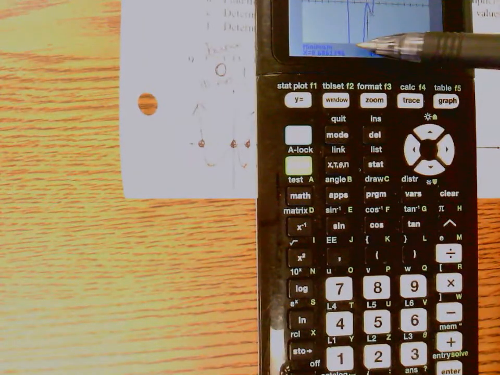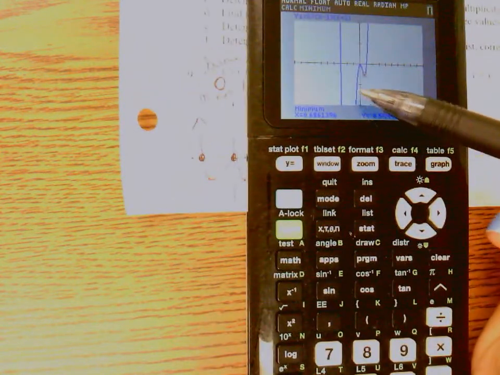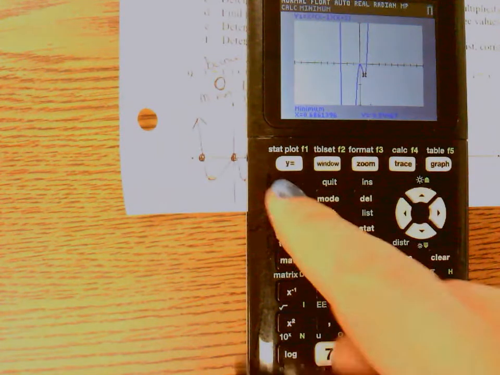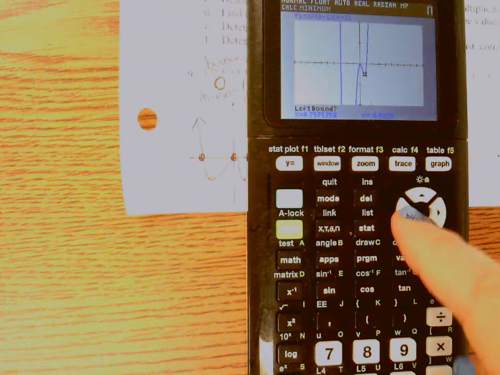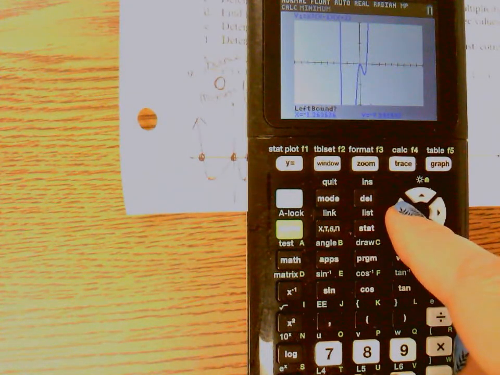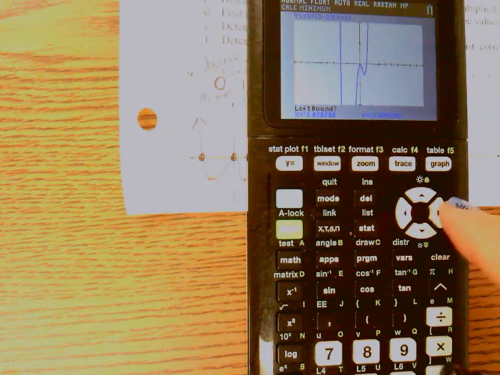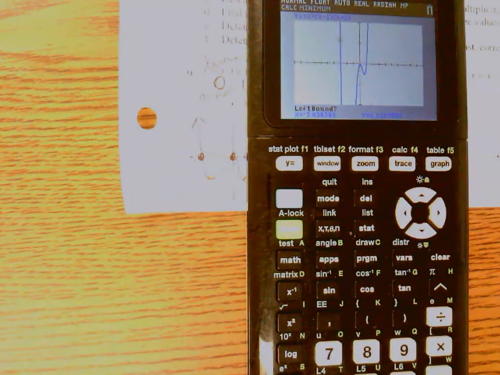So I don't really need to zoom out. I know that the turning point's down here. So I really could just move my cursor to the left and the right of the turning point. So go second calculate again. We want to do another minimum value. Use the left arrow to move your cursor to the left side of your turning point. Am I getting there? There we go. I just saw my cursor go by.